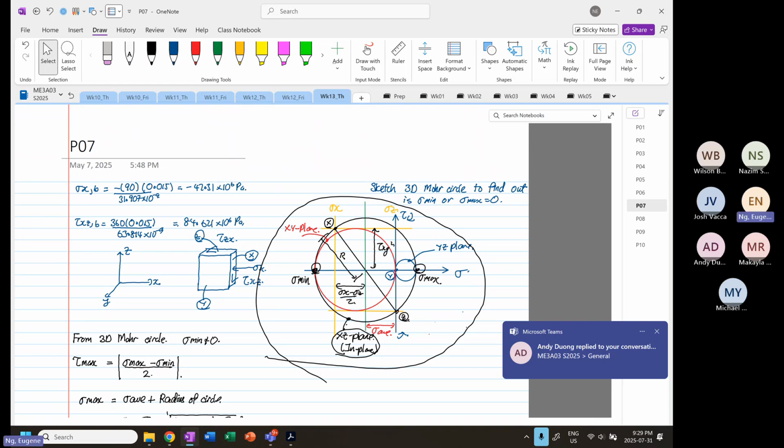Is elastic curve on the final? No, it's not. Wait. Elastic curve. No. If I test you elastic curve, you'll go crazy. Wait, let me think. No. I mean, it's not that difficult, right? Elastic curve is just integration, but you just need to know your boundary conditions, right?